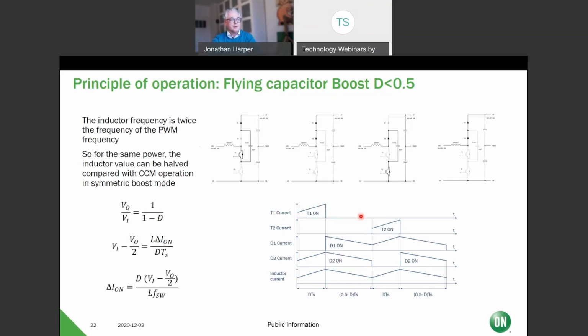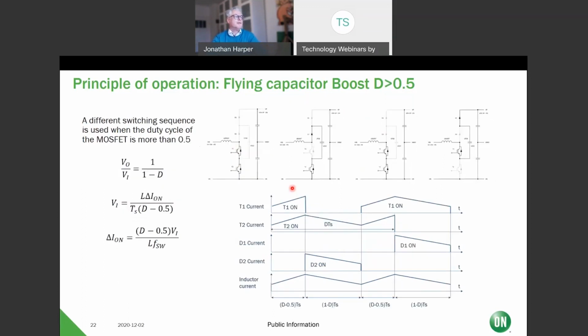Depends what you call the switching frequency. If you call this the switching frequency, then this is double. So if you double the switching frequency for the same power, you make the inductor size smaller. Also, if you're very observant, you'll see that there's only one inductor here, whereas in the symmetric boost there are two inductors. So this saves the number of inductors and also doubles the switching frequency. And then we have operating modes of D greater than 0.5.